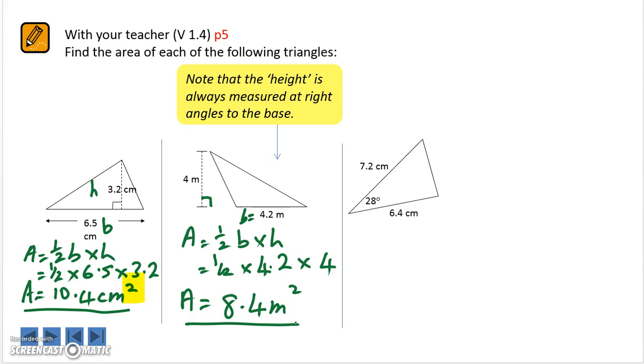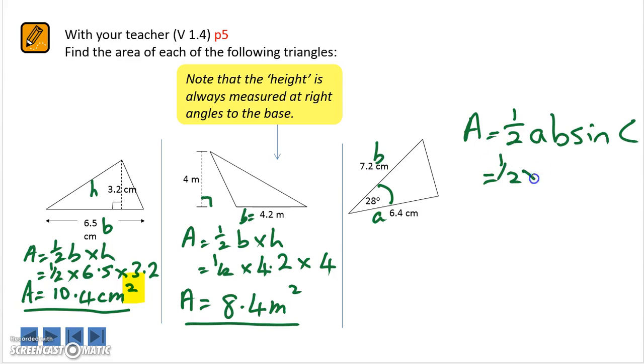In our third example, I've noticed we've got two sides and an angle in between, and so this time we need to use the formula that is half times side A times side B with angle C in between it. So two sides with an angle in between means we use this formula. A equals half AB times sine C. So it doesn't actually matter which one you call A and which one you call B, because you'll come up with the same answer because you're multiplying them together.